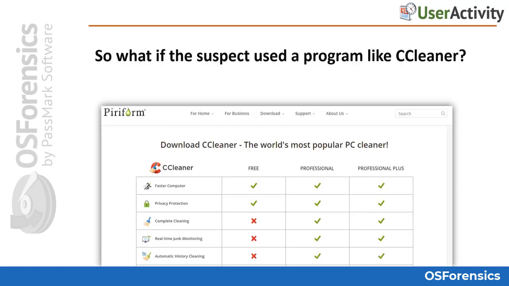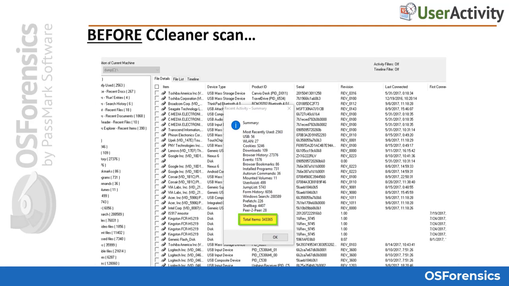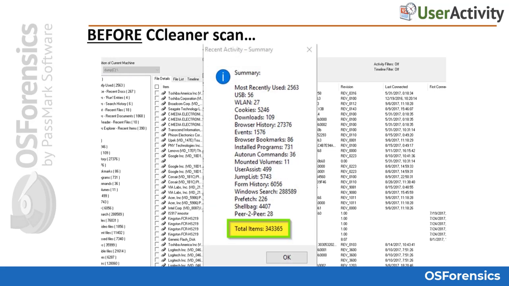So a question I get asked fairly often is how destructive maybe is a cleaning or anti-forensic tool such as CCleaner. Well, the answer really depends on multiple variables. However, for most users, the cleaning process eliminates less artifacts than maybe one might think. Here we see the results of the user activity scan on a live system prior to running CCleaner. And you can see OSF found 343,365 artifacts on this particular live system.